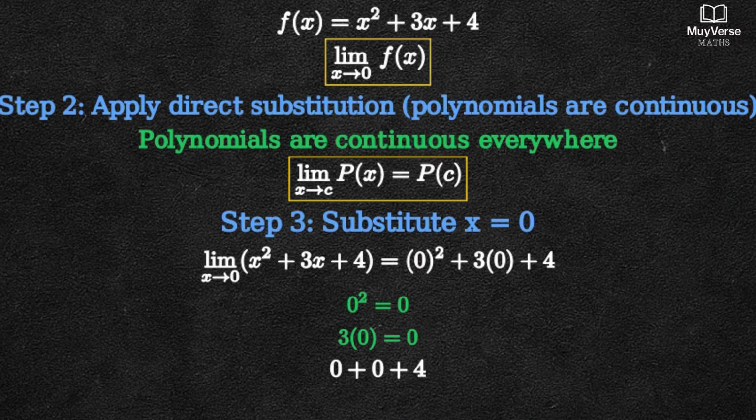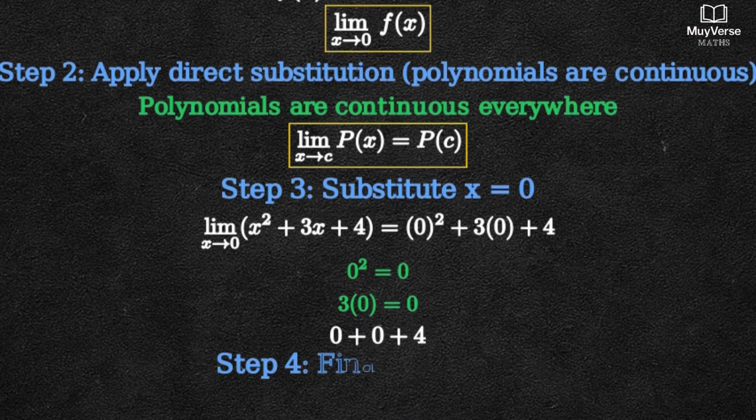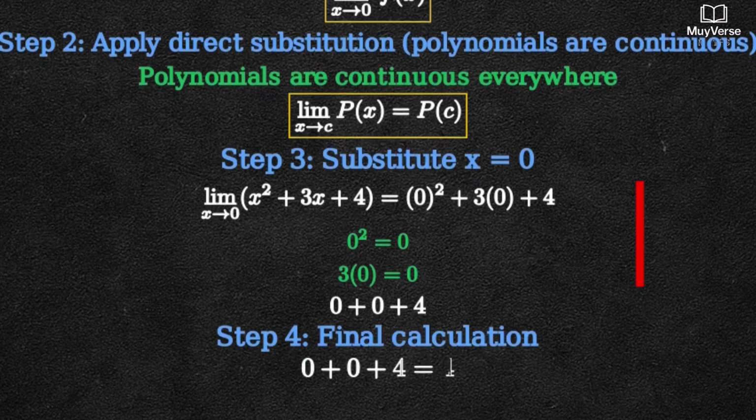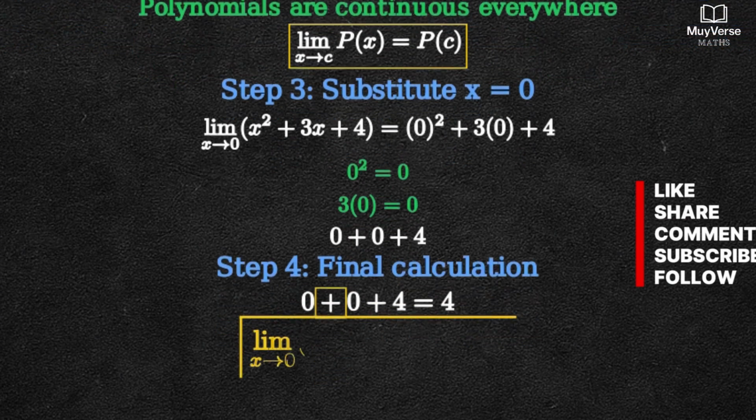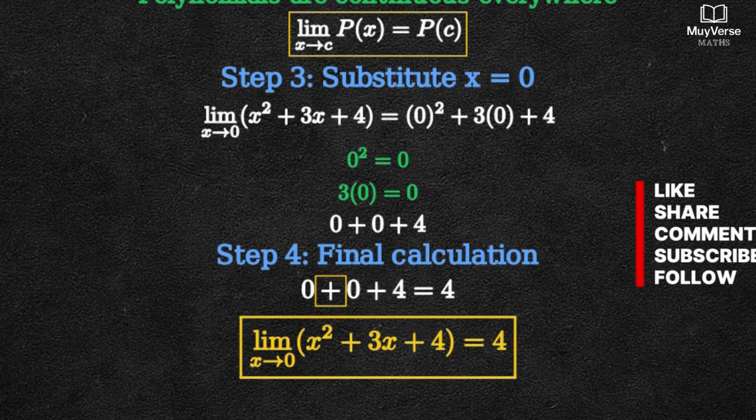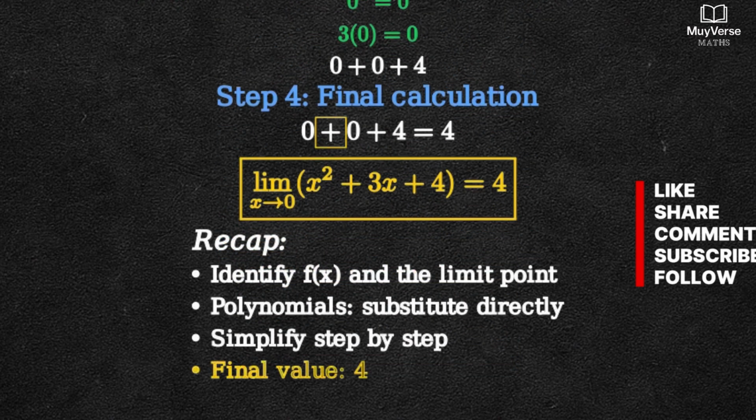Step 4. Final calculation. Adding the terms gives 4. Therefore, the limit as x approaches 0 of x squared plus 3x plus 4 equals 4. Recap. We identified the function, used continuity of polynomials to substitute directly, simplified carefully, and got the final answer 4.